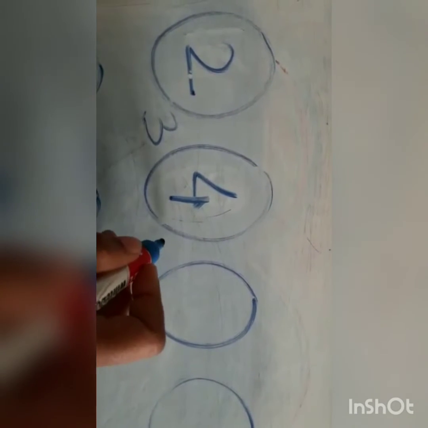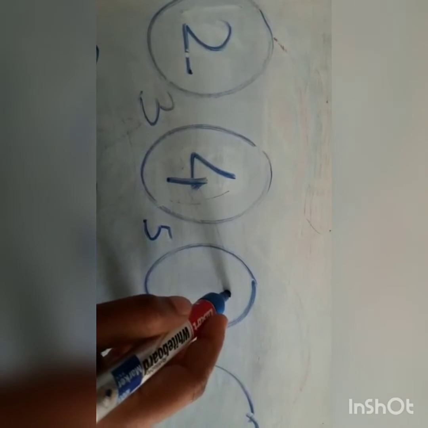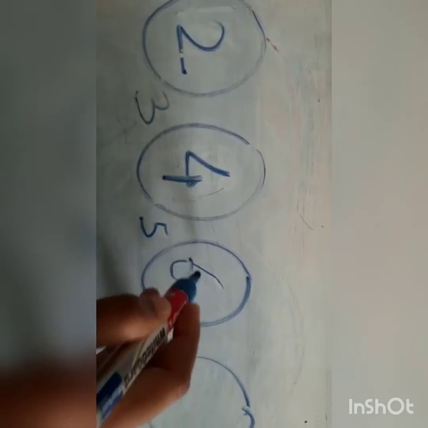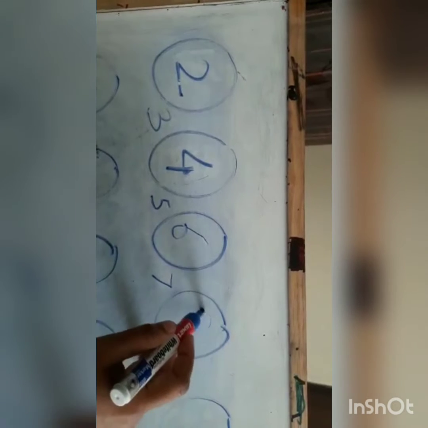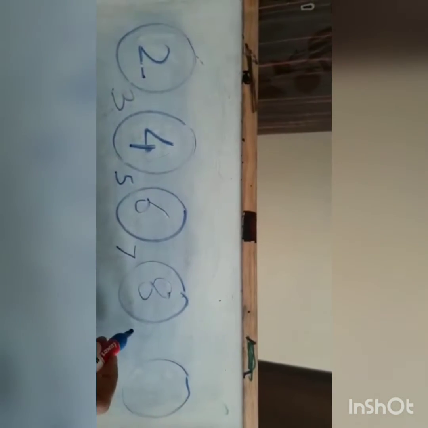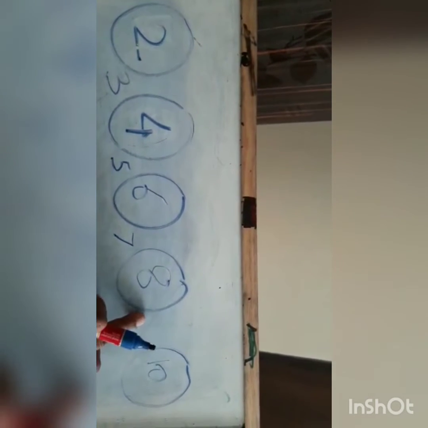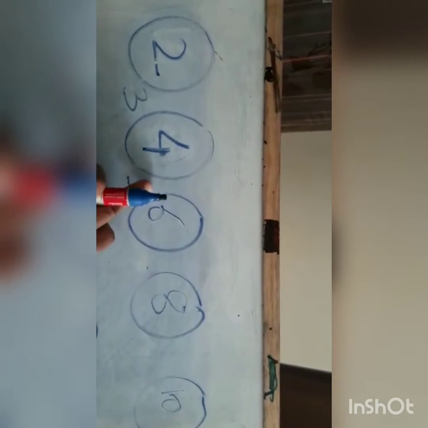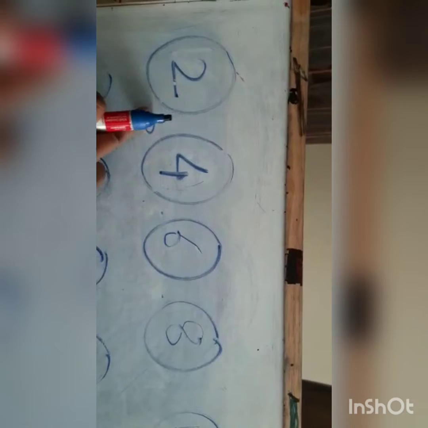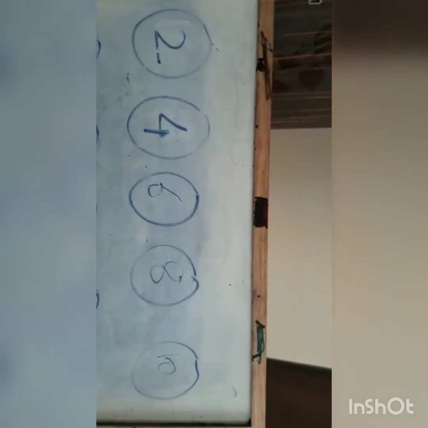Now after 4 which number comes? 5, which we will not write in the circle. We will write the next number. What is that? 6. After 6 which number comes? 7. Then here we will write 8. Then here 9. Here comes 10. So which numbers will come in the circle by skipping 2? That is 2, 4, 6, 8, 10. Correct? Let's do the below part also.